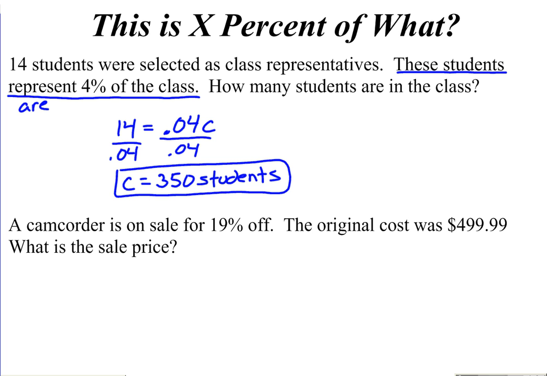The camcorder is on sale for 19% off. So 19% of that price is what we are saving. 19% of $499.99. Use our rules. 19%, we need to change to a decimal. Of means multiply. Put that into your calculator. That means the amount of our discount.